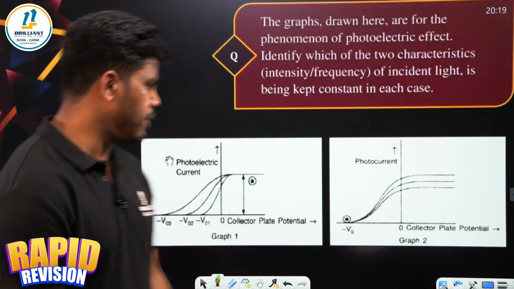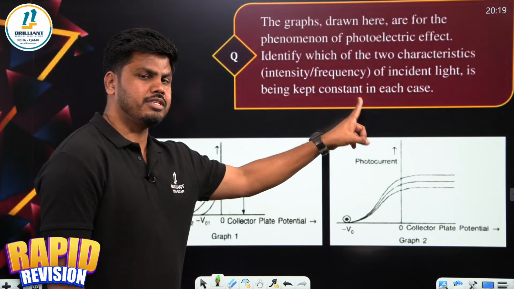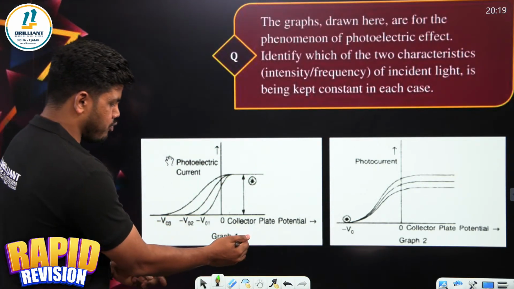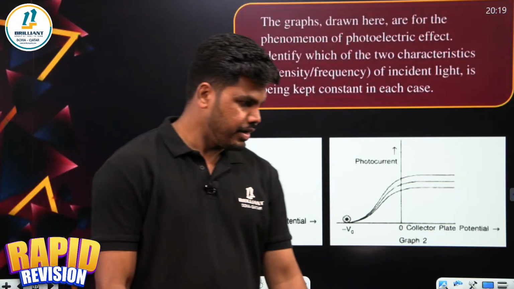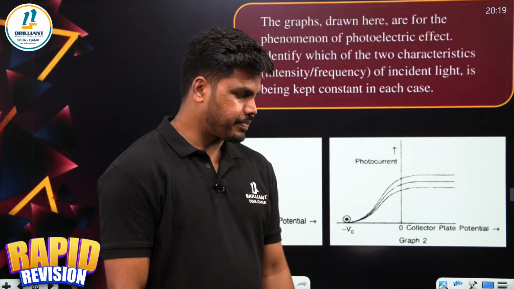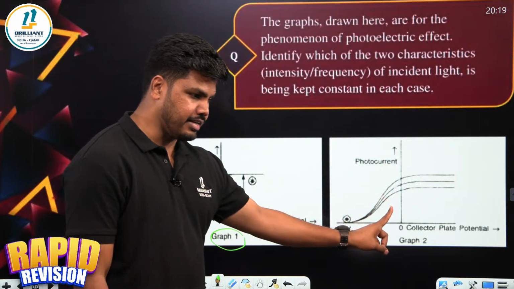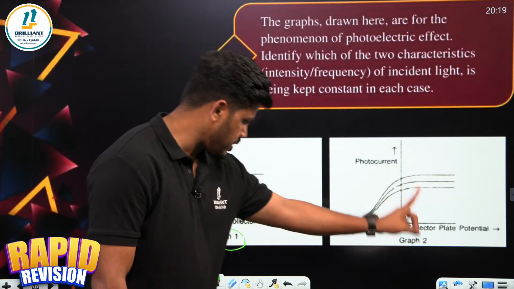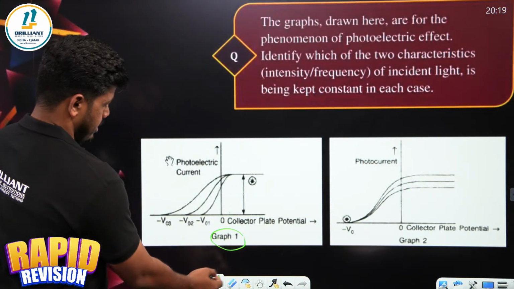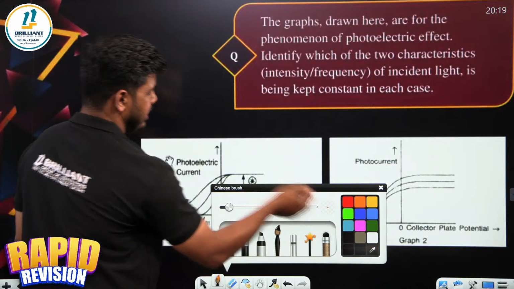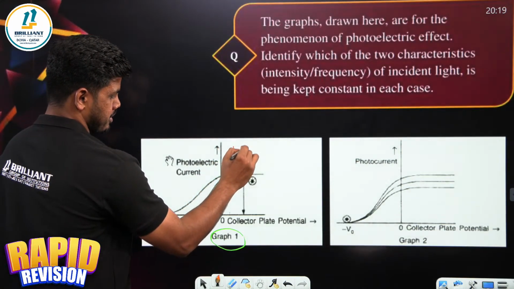Easy for us. We already explained, right? Which is kept constant? This is the graph 1. In graph 1, which is kept constant, frequency or intensity? And look at the second. You have to check which quantity, either intensity or frequency. First one, we know intensity kept constant.